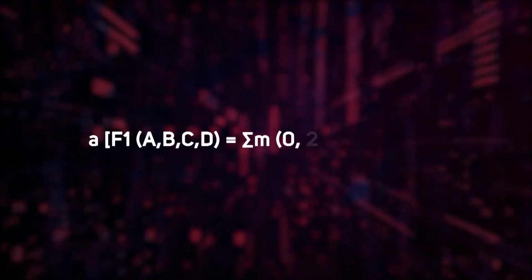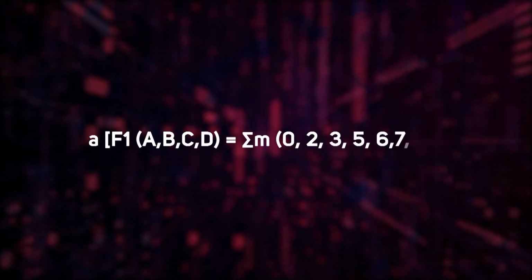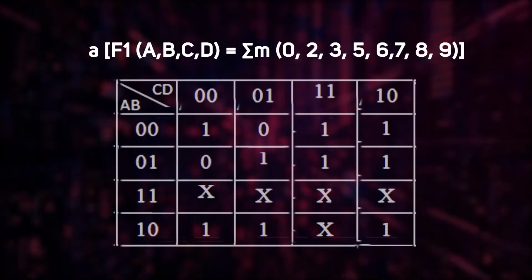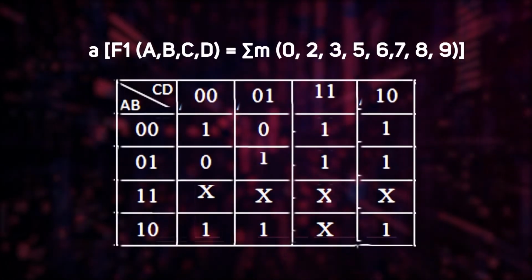For this, it is much easier to use a K-map. Simplifying logic expressions using a K-map was discussed in the previous sessions. You can refer to modules 14 and 15 to get a better understanding of this topic. To simplify the expression for A, F1(A,B,C,D) = summation of 0, 2, 3, 5, 6, 7, 8, 9, we map it onto a K-map as shown here.